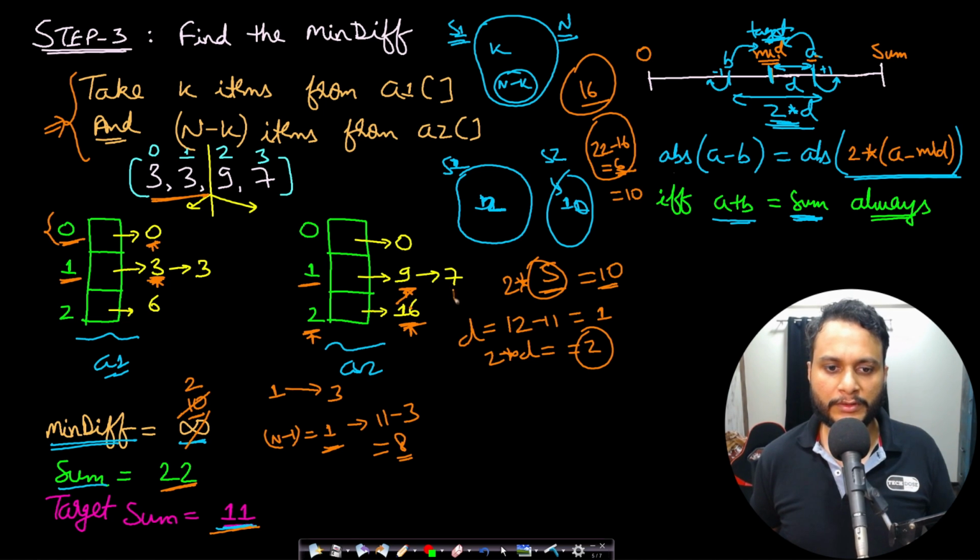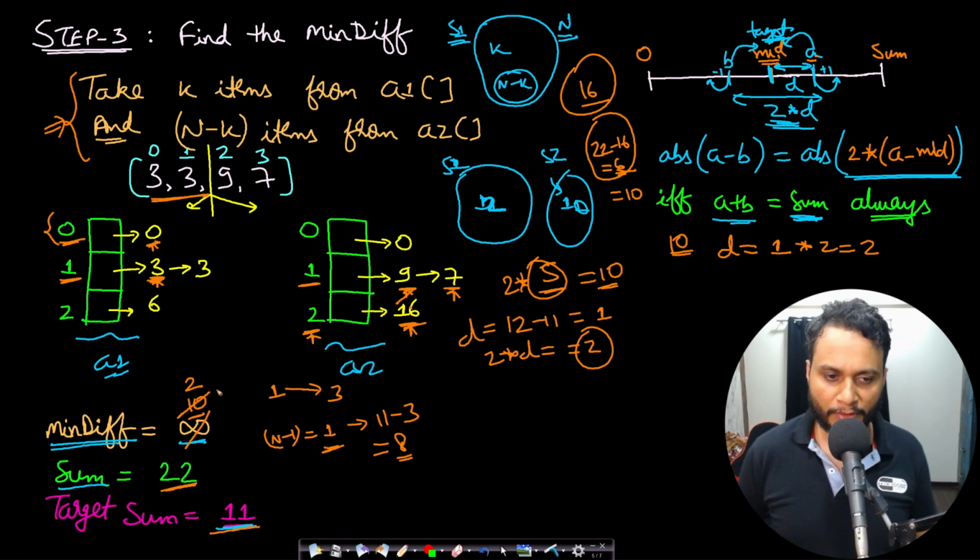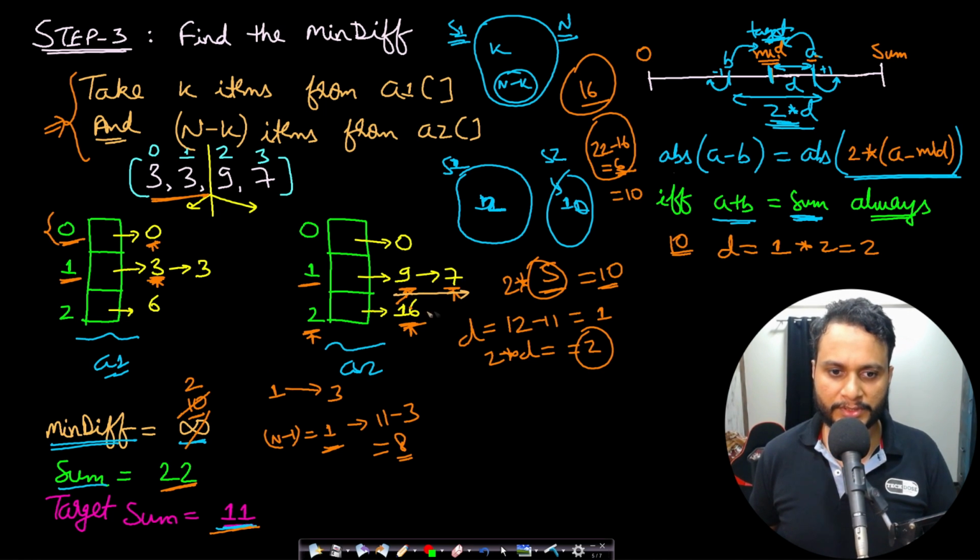Now let's try out other possibilities too, with 7 as well. So 7 plus 3 will be equal to 10, and your target sum was 11. So your D equals 11 minus 10, which is 1. So 2 times D will be equal to 2. We already have a difference value of 2, and this is not improving it. So we will not take it. Now we have tried all the numbers with 1 item from the second array.